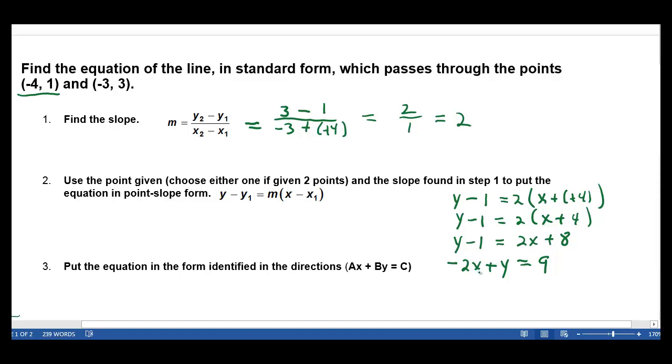Now this isn't in standard form because our leading coefficient is negative. So what we're going to do is multiply the whole equation by -1. This will change the signs of every term. So this becomes a positive 2x. Instead of a plus y, now it becomes minus y equals, and instead of a positive 9, it changes to a -9. So in standard form, our answer would be 2x minus y equals -9.